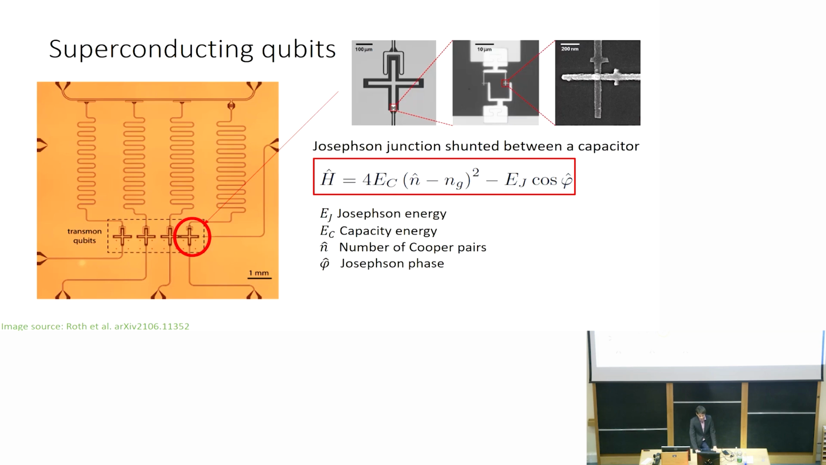But what is very important when you look at this is that it's not quadratic, but it's a cosine, which is basically almost an anharmonic oscillator. Also important is that the number of Cooper pairs and the Josephson phase are conjugate variables, so you get almost something like the harmonic oscillator.